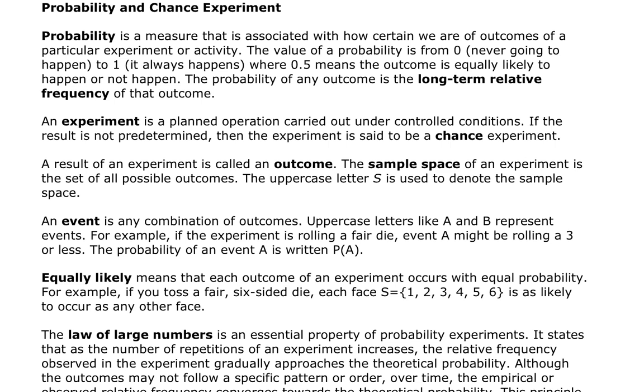Equally likely means that each outcome in the experiment will occur with equal probability. So if you flip a coin, that's a fair coin. That means that it's not heavily weighted on one side or the other, that you're equally as likely to get a head as a tail. If you toss a fair 6-sided die, the sample space is the numbers 1 through 6, and each face is equally likely to occur on each roll of the die.